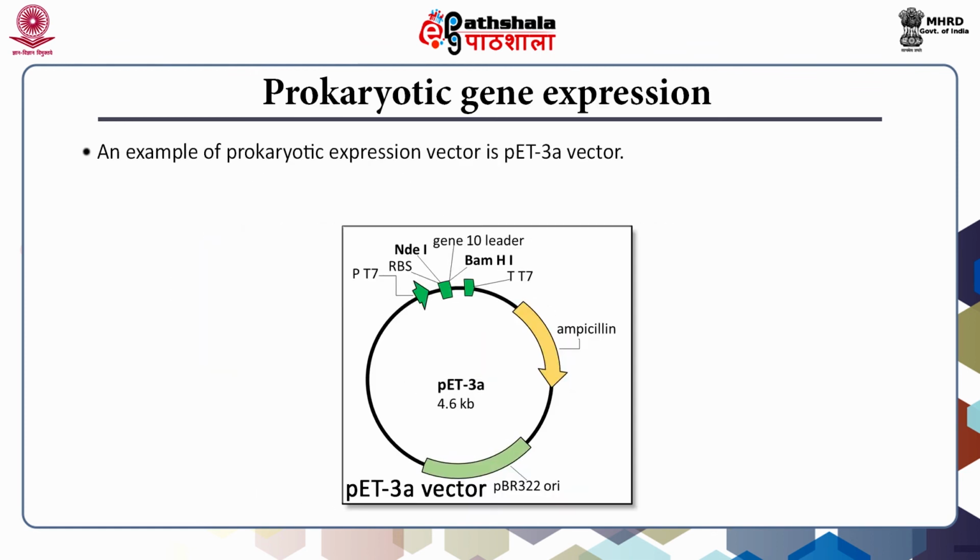An example of the prokaryotic expression vector is the pET3a vector. The host of this plasmid is the BL strain of E. coli. The product is synthesized in mass culture in large quantities. This is how insulin is produced in large quantities in cell culture.